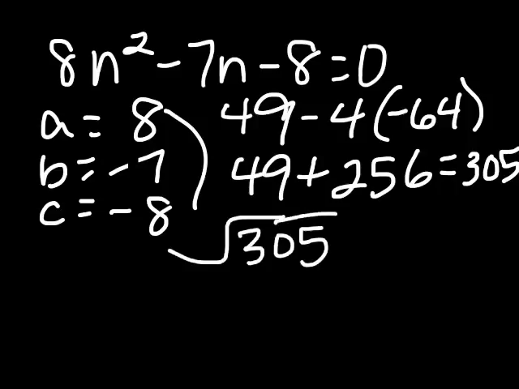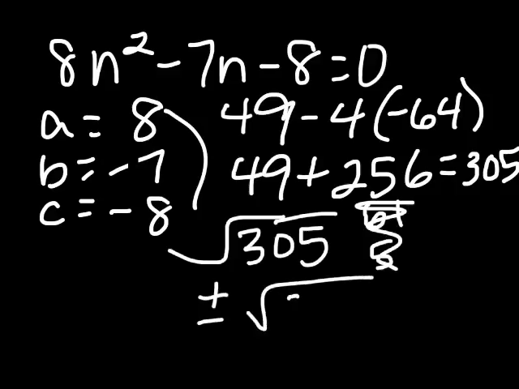Now, I'm going to check to see if anything factors out of that, but I don't believe that it does. I know 5 will go into both. 5 goes into 305 60 times, plus 1 more because of that 5. So you have 61 times 5. Neither one of these are factorable. They're both prime. So we can't simplify square root of 305 any farther than that. So that's going to be our discriminant portion right there.